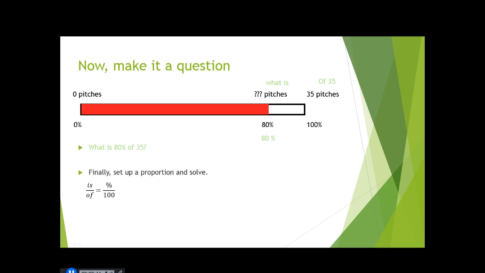And now we just set up a proportion, is over of equals percent over 100, which turns into x, that is your is, over of, which is your 35, is 80% out of 100. And then cross multiply and solve, and that just means taking x and 100, multiplying them, 80 and 35 and multiplying them, and that would get you, as I type this into my calculator, 28. And you have to think back to this problem. What does that mean? That means 28 pitches, or 28 games he won.